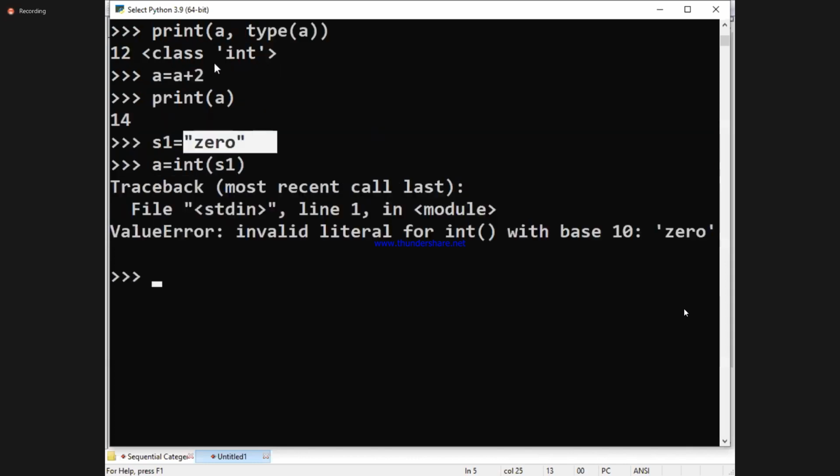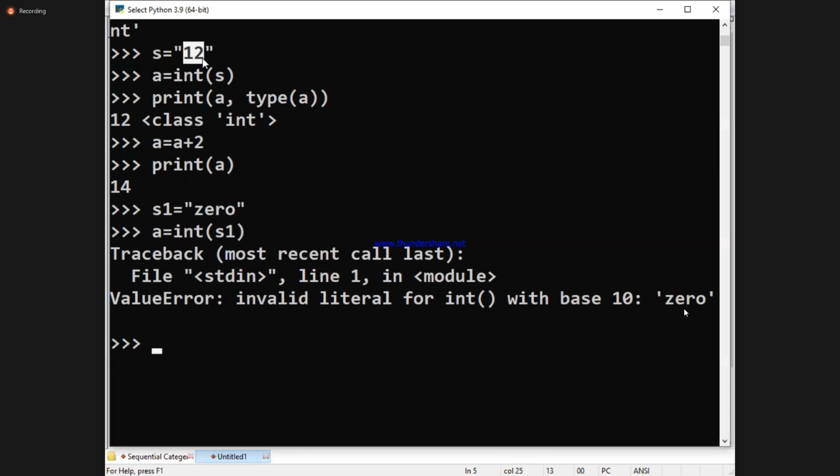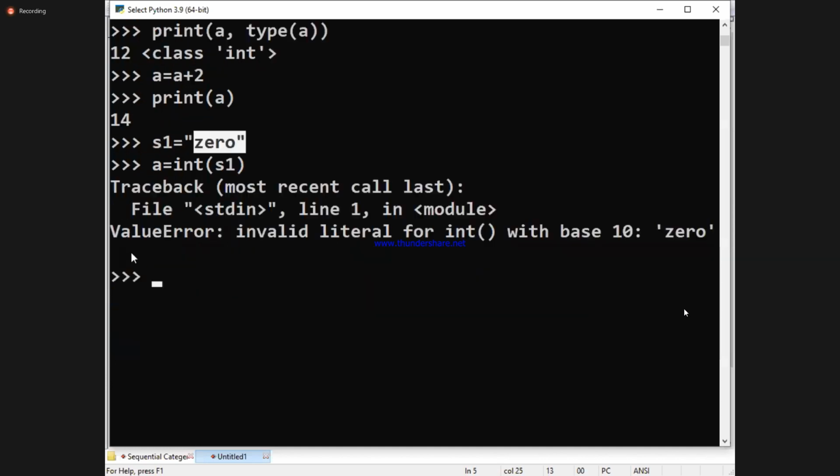Earlier it was 12. It is a base 10, decimal number system value only. But "zero" is not a decimal number system value. That's why we are getting which error? Value error. It is called an invalid value specified. What error? Not invalid error, value error, not type error, value error, not index error.